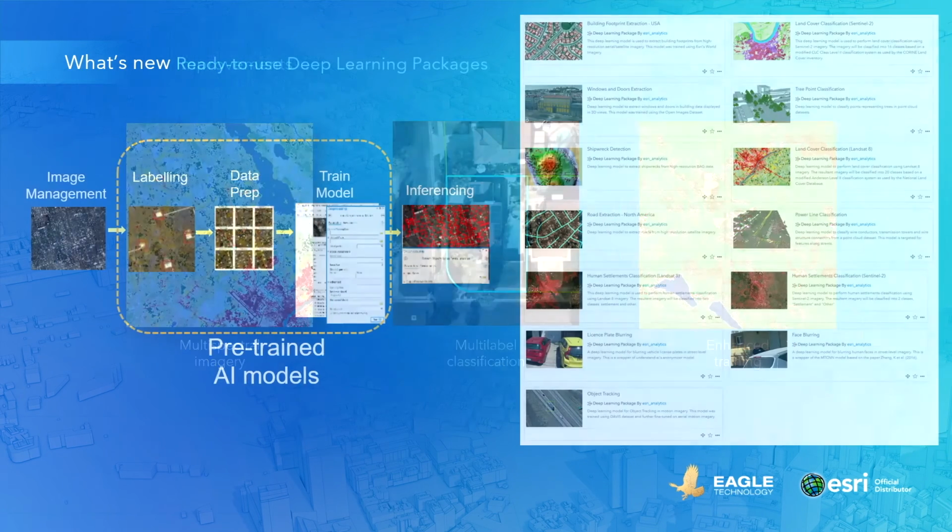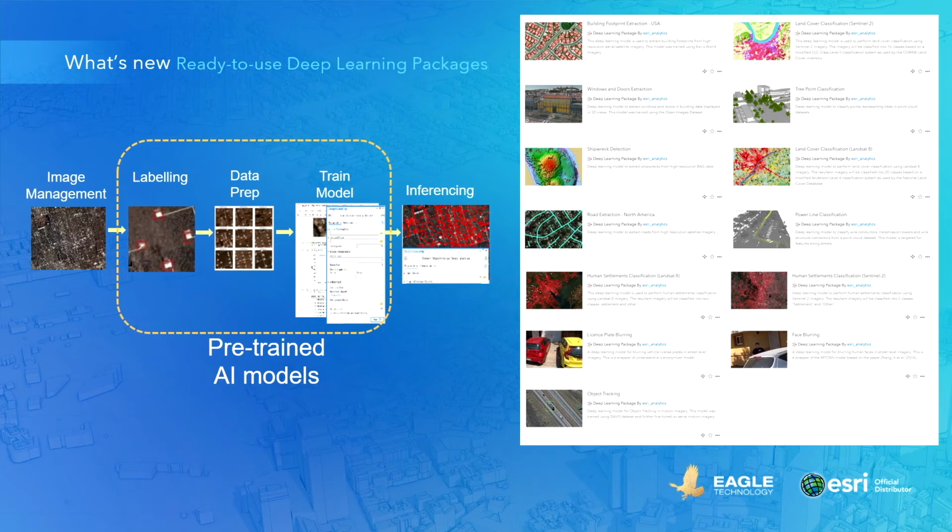A major step in making deep learning more approachable are the recently released pre-trained AI models that you can download from Living Atlas. It takes away the time-consuming and sometimes challenging steps of labeling data and training the models. There are models available for building footprint extraction, land cover classification using Sentinel and Landsat satellite data, shipwreck detection from bathymetry, tree point classification from point clouds, and many more to come as well.